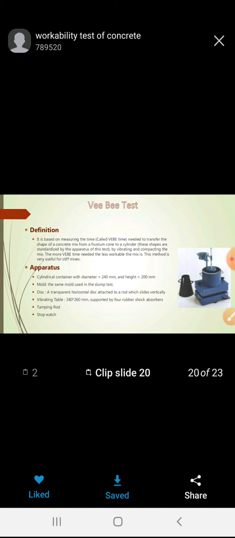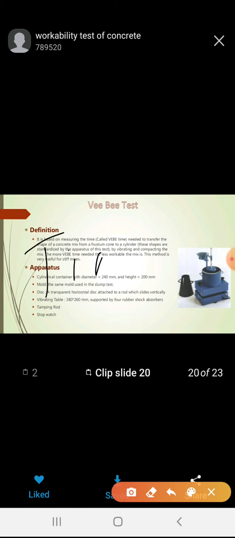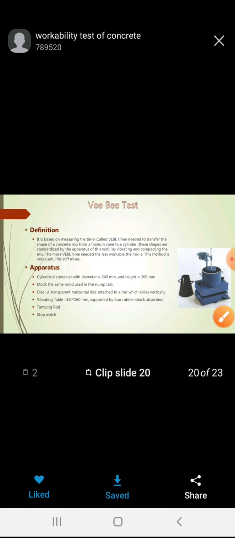The VB test is different compared to the other tests, because this VB test is completely a time-dependent test. In the previous tests they have measured with a scale, like a height or a diameter, but here we are measuring completely with time. The cylinder used here takes care of some special cases, because we are using a different apparatus.